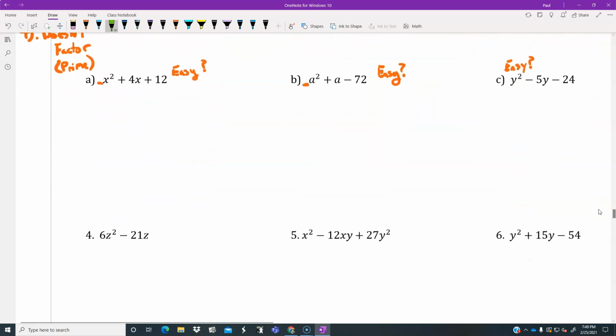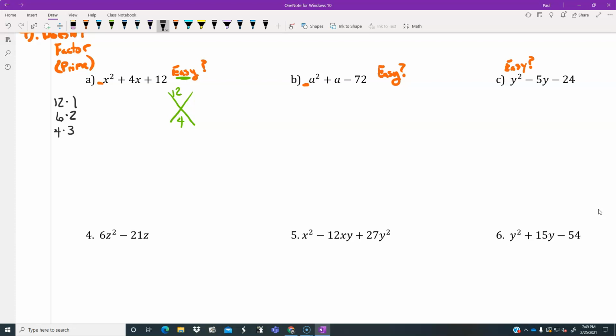All right, let's see. Oh, it said that it was an easy because it was a 1 in the front. Multiplies to 12, but adds to 4. Now, you might have to make a little list. 12, ooh, that's a really big number. Let's talk 12 times 1. That's going to make 13. 6 times 2, that's going to make 8. 4 times 3, that's going to make 7.